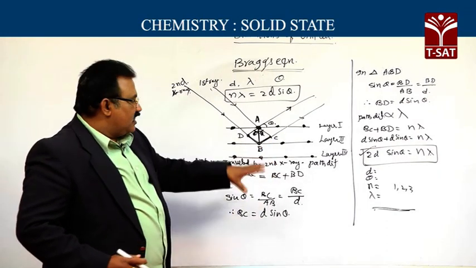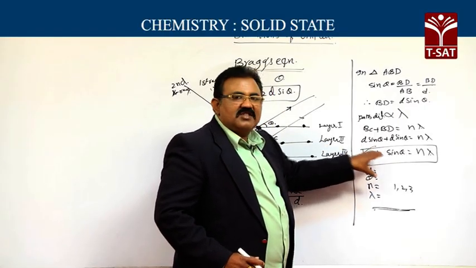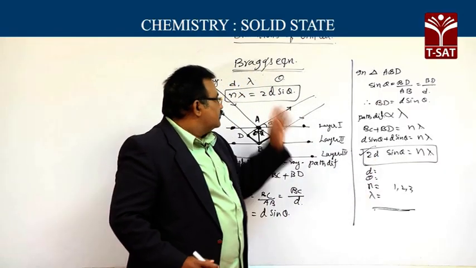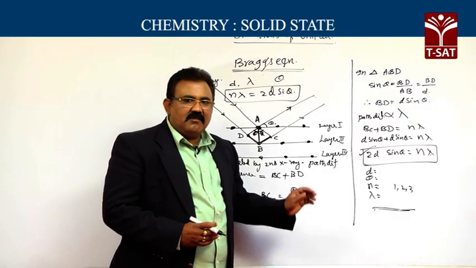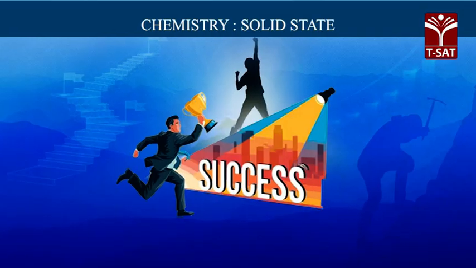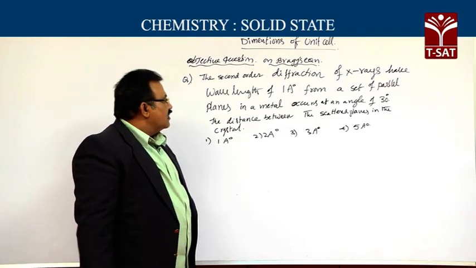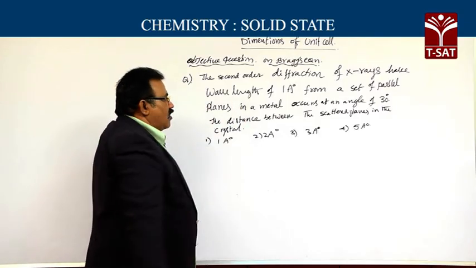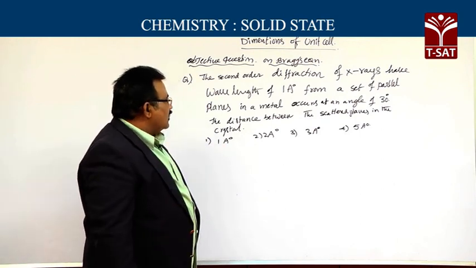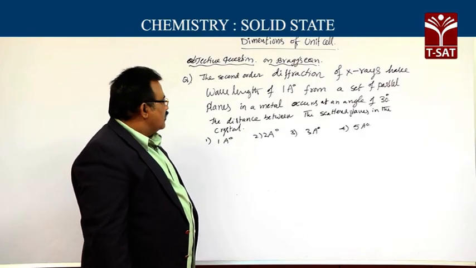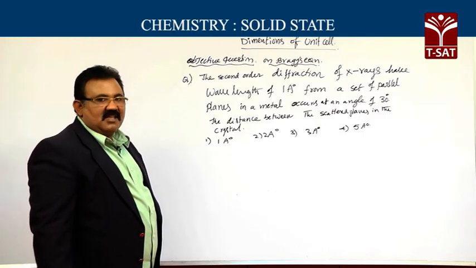In competitive examinations like Mains and NEET, generally numerical questions are given on Bragg's equation. Let us see one numerical question based on Bragg's equation. The objective question is: the second order diffraction of X-rays with a wavelength of 1 angstrom from a set of parallel planes in a metal occurs at an angle of 30 degrees. The distance between the scattering planes in the crystal was asked.